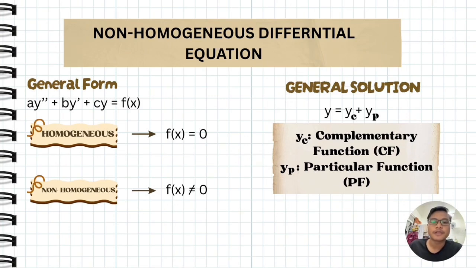Today I'm going to talk about the non-homogeneous differential equation. What is the difference between homogeneous and non-homogeneous? First, the homogeneous: the right hand side is 0, and the non-homogeneous is where there is a forcing function. In this topic, we focus on the non-homogeneous equation. The general solution is the sum of the complementary function, which is yc, and the particular function, which is yp.